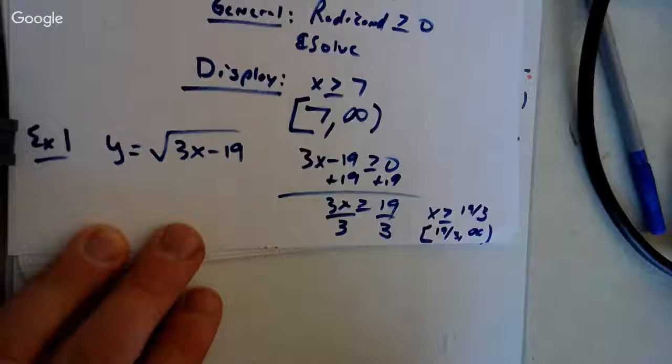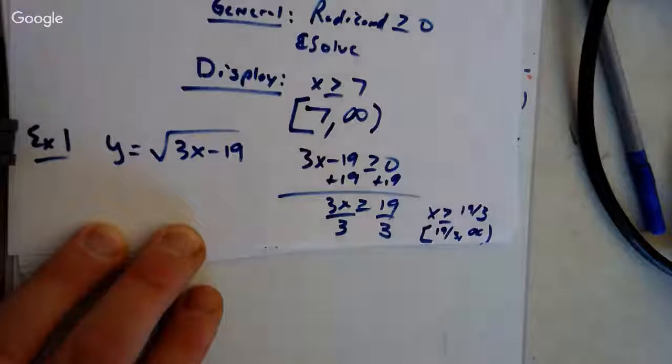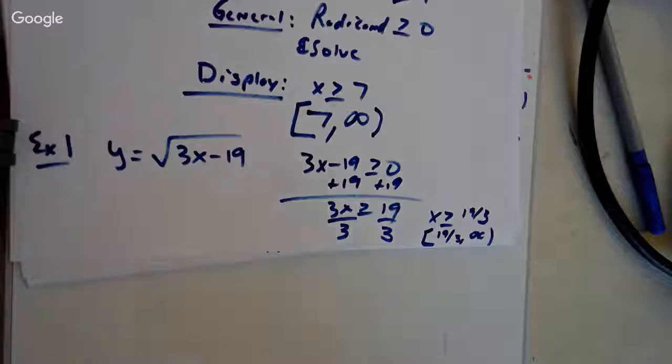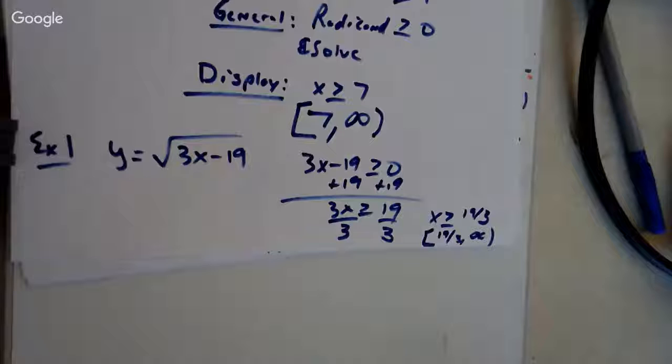Now, we're going to talk about the range in a second. That's the smallest value we can get for an answer to the largest value we can get to an answer. But before we do that, questions on how to find the domain of that puppy?